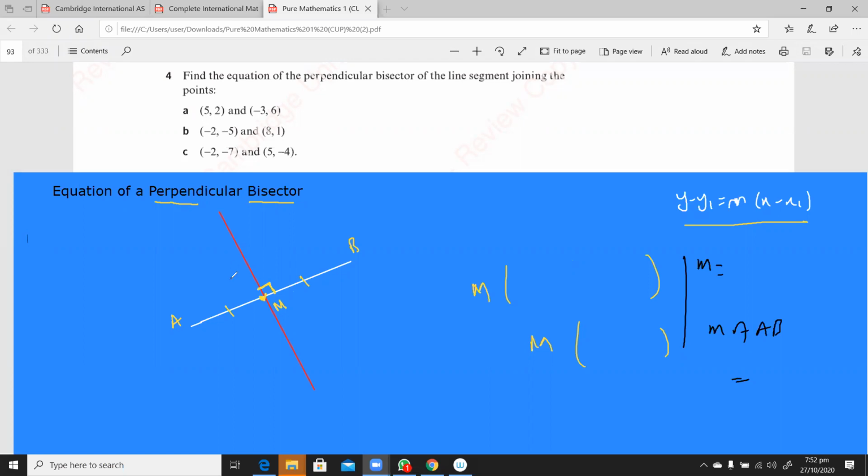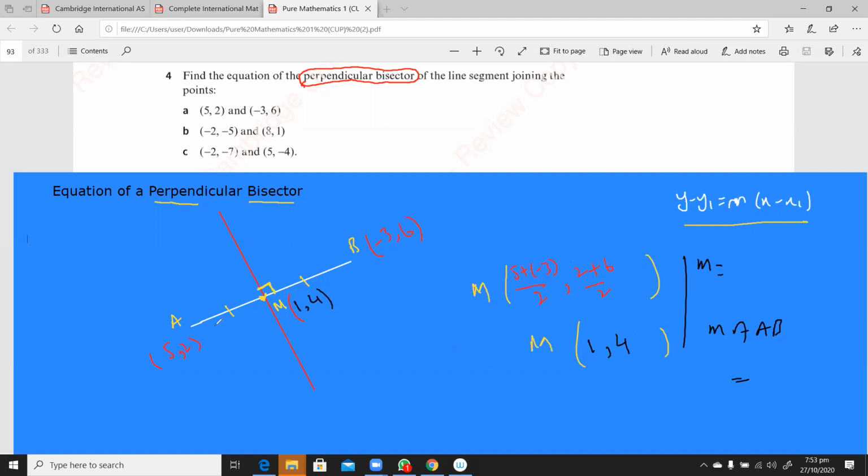Now, let's say this is the point A, which is 5, comma 2, and this is the point B, which is minus 3, comma 6. Since we are writing the perpendicular bisector, we need the midpoint of these 2 points. So this is going to be 5 plus minus 3 over 2, comma 2 plus 6 over 2. This is 1, comma 4. So this point is 1, comma 4.